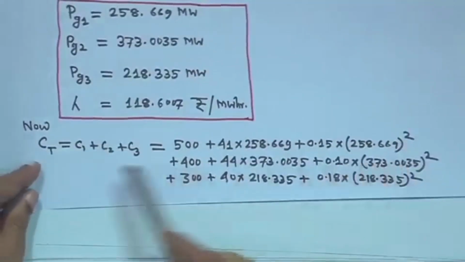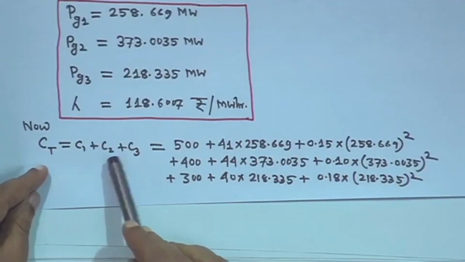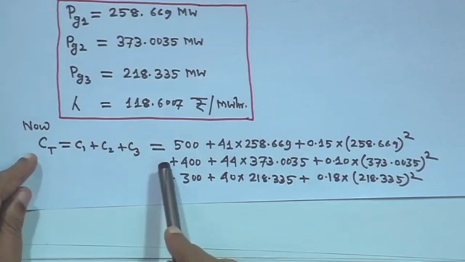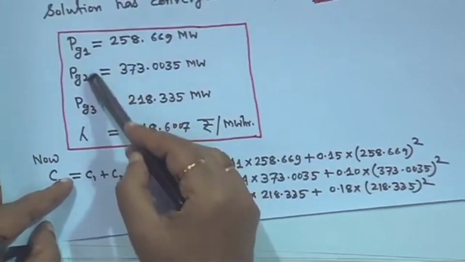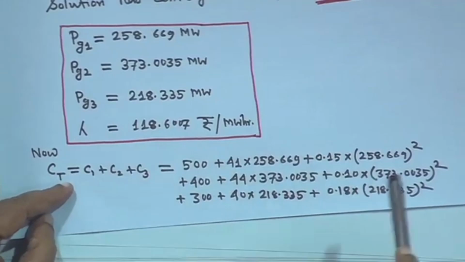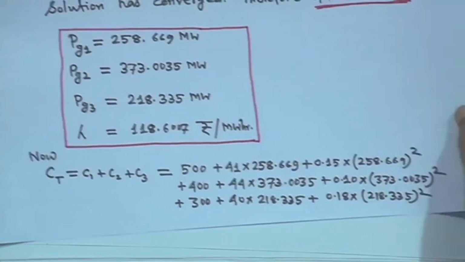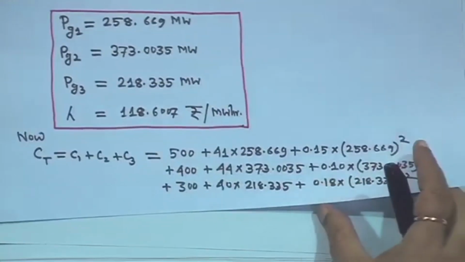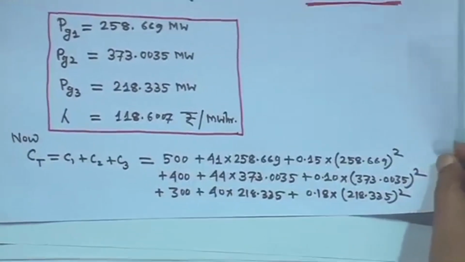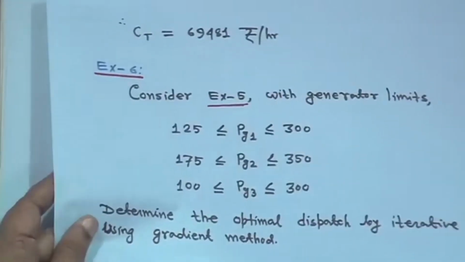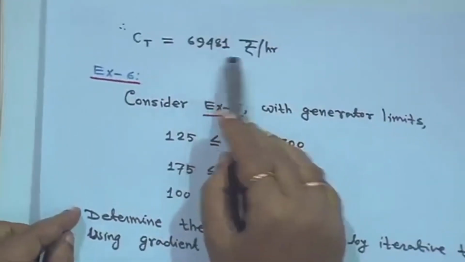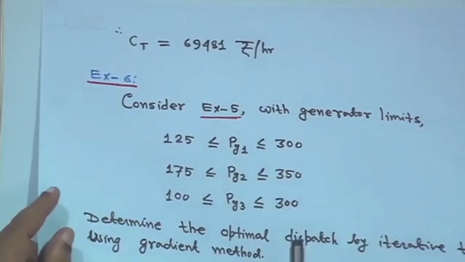Therefore, that total CT will be C1 plus C2 plus C3. So, how much will the cost be? Substitute those Pg1, Pg2, Pg3 in their expressions and simplify. Then you will get this value. Just substitute all these values and you will get CT as 69,481 rupees per hour.